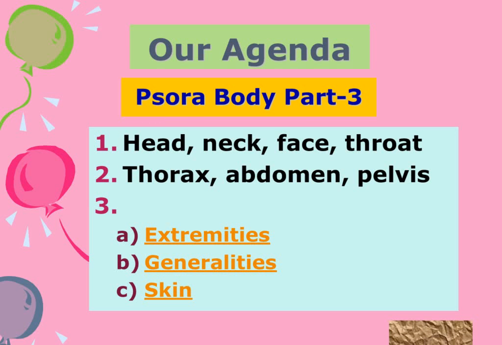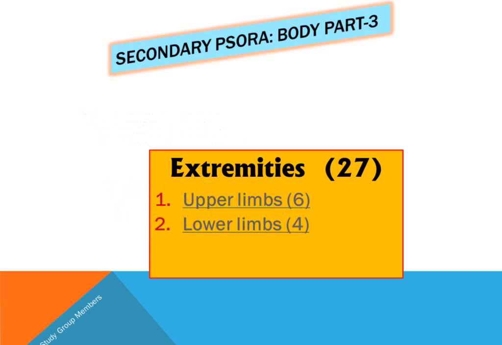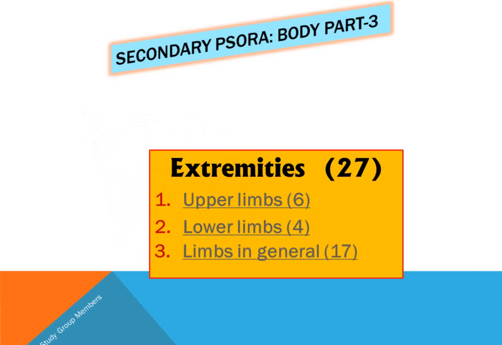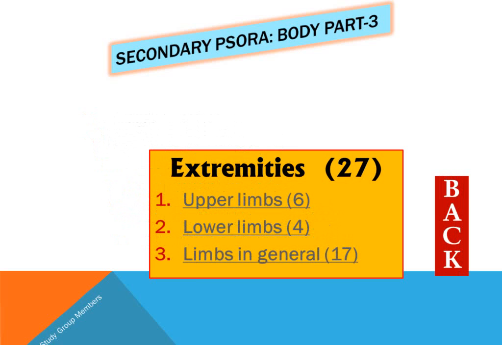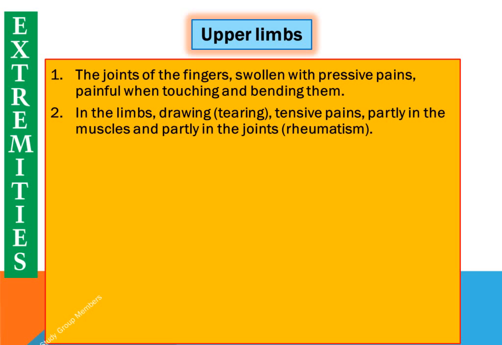Now, under extremities we find these symptoms written continuously. As you must have seen in the chronic diseases, these symptoms are written continuously. We have given headings to them to understand more easily: upper limbs, lower limbs and limbs in general. Now, symptoms of upper limbs.